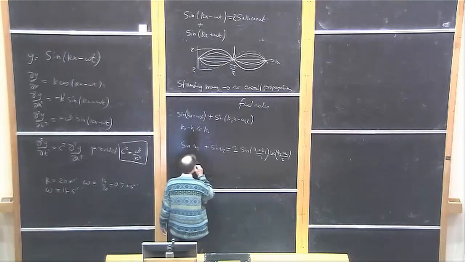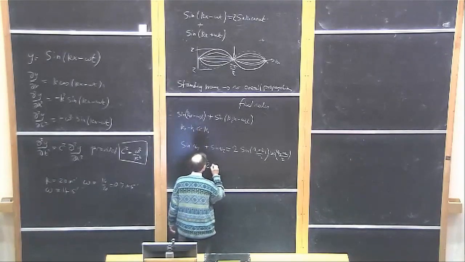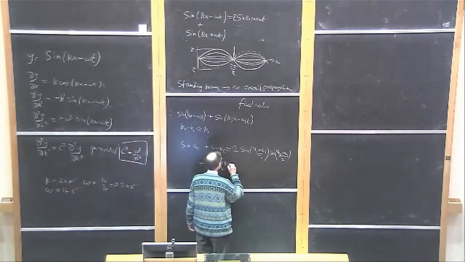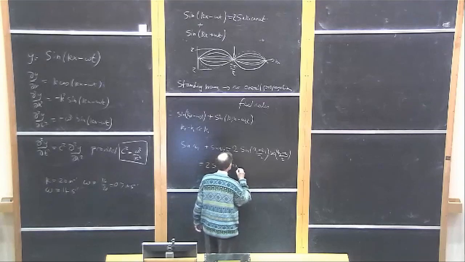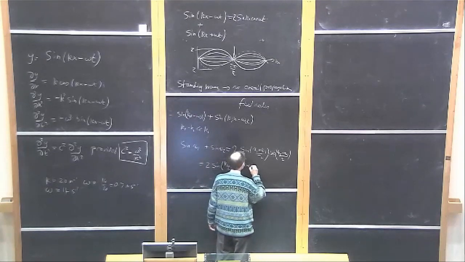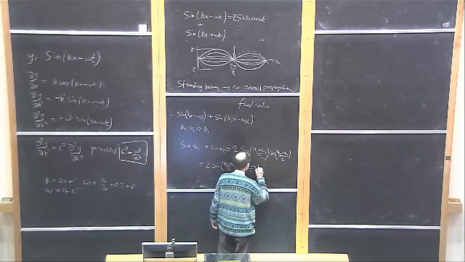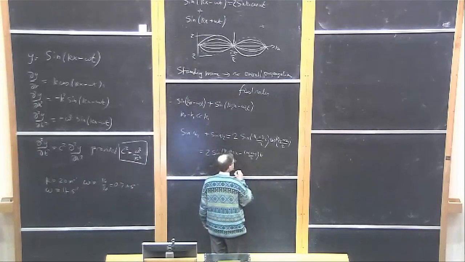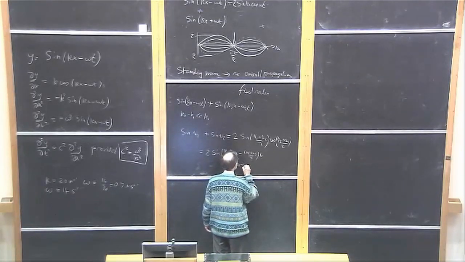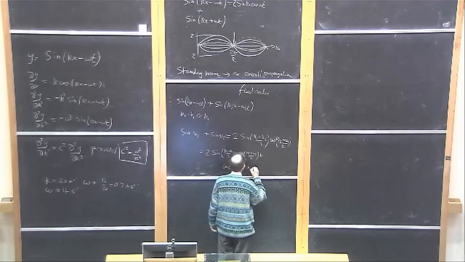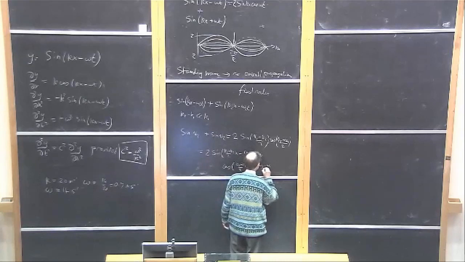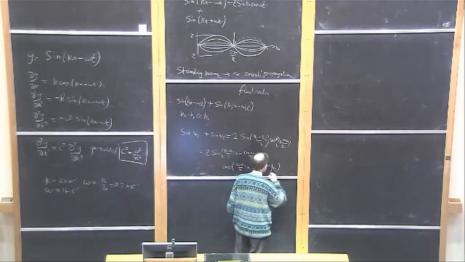So that is 2 sine of ((k1 plus k2) over 2 x minus (omega 1 plus omega 2) over 2 t), multiplied by cos of ((k2 minus k1) over 2 x minus (omega 2 minus omega 1) over 2 t).